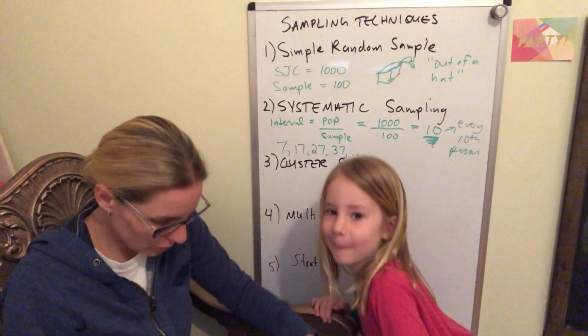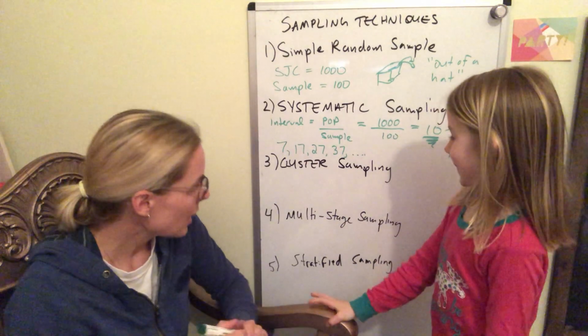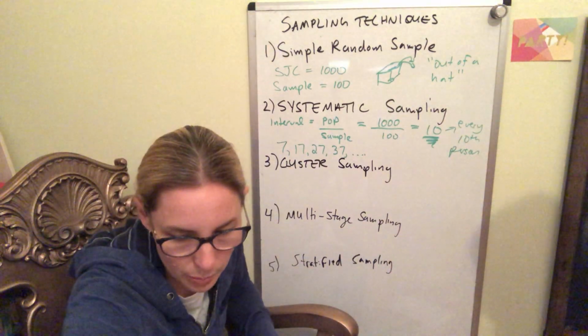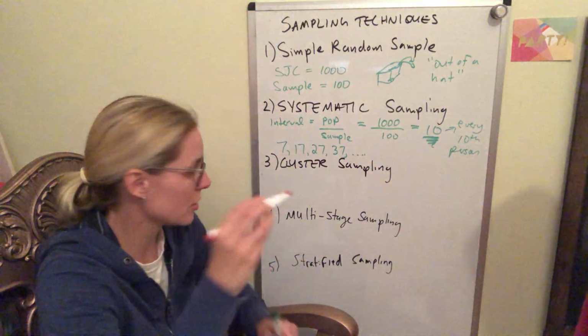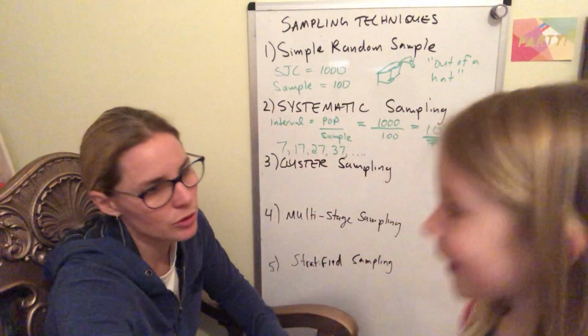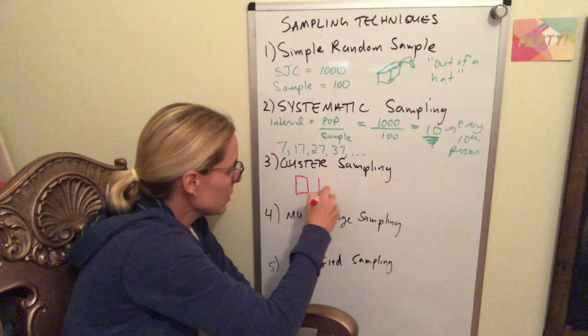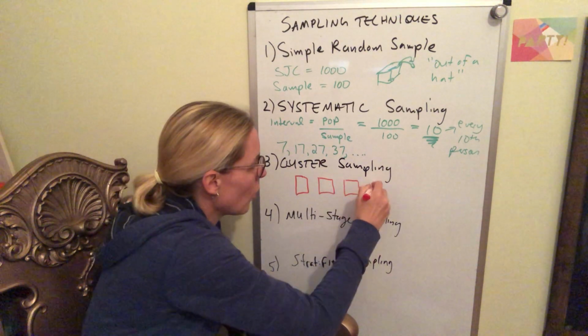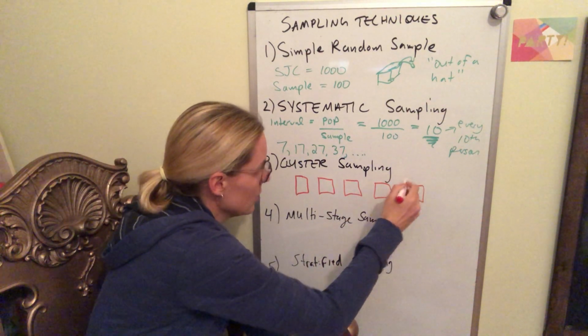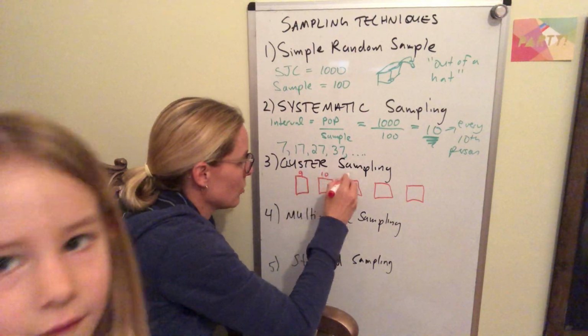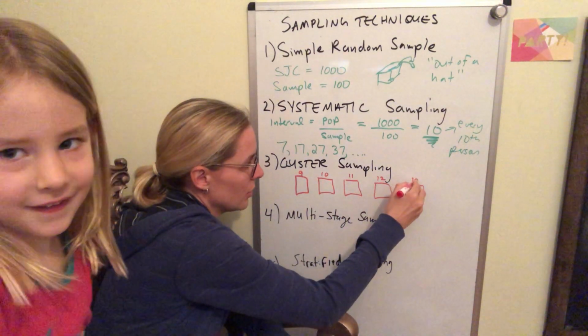Okay, the next one is called cluster sampling, and all of these are going to involve putting people into groups first. So when you put people into groups, let's say the groups we want are by grade. So we're going to have grade 9s, grade 10s, grade 11s, grade 12s, and then grade 13s.